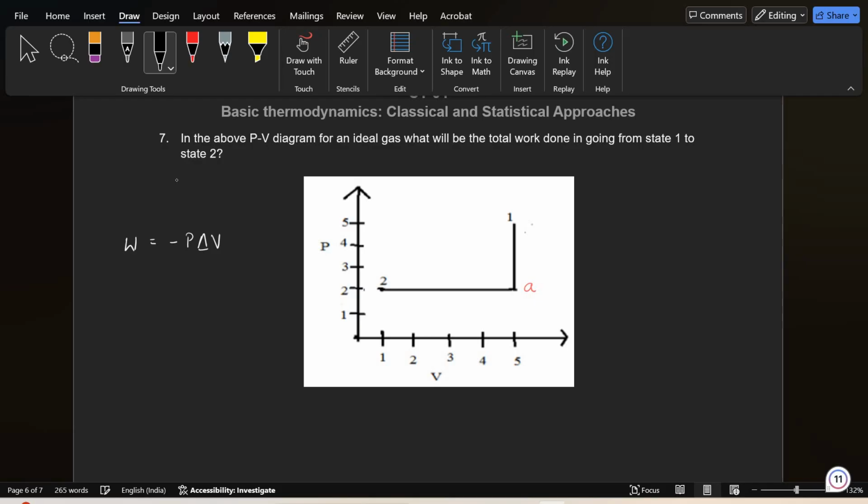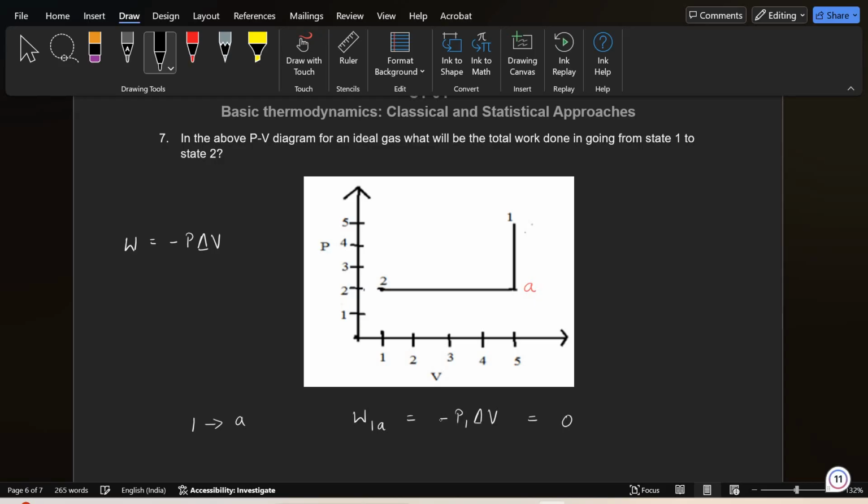So tell me how we can find the work done here from this graph. First, tell me the work done for path 1 to A. For 1 to A, what is the work done? What is the delta V here? Minus P1, first point. What is delta V here? It is 0. So delta V is 0, work done is 0.